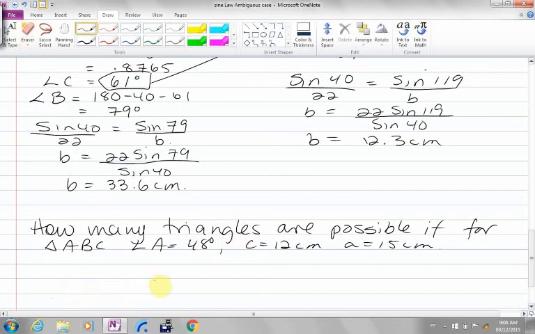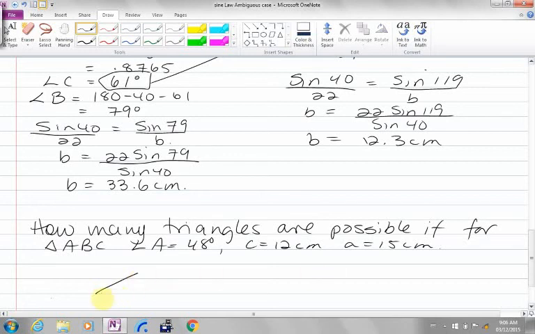So, what do you think? How many triangles are possible? Pardon me? As many as you want. No. Only one. Why is there only one triangle possible, Ryan?